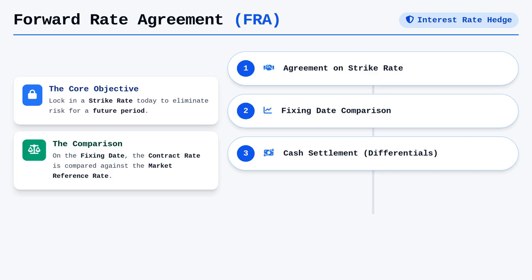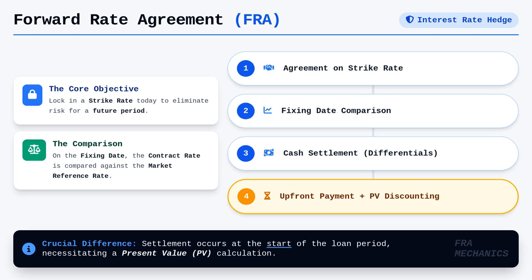This payment is settled in cash at the start of the loan period, which distinguishes the FRA from other instruments that pay out at the end of the term. Because the payment occurs at the beginning of the underlying interest period, we explicitly account for the present value of the cash flow by discounting it back from the maturity date to the start date.